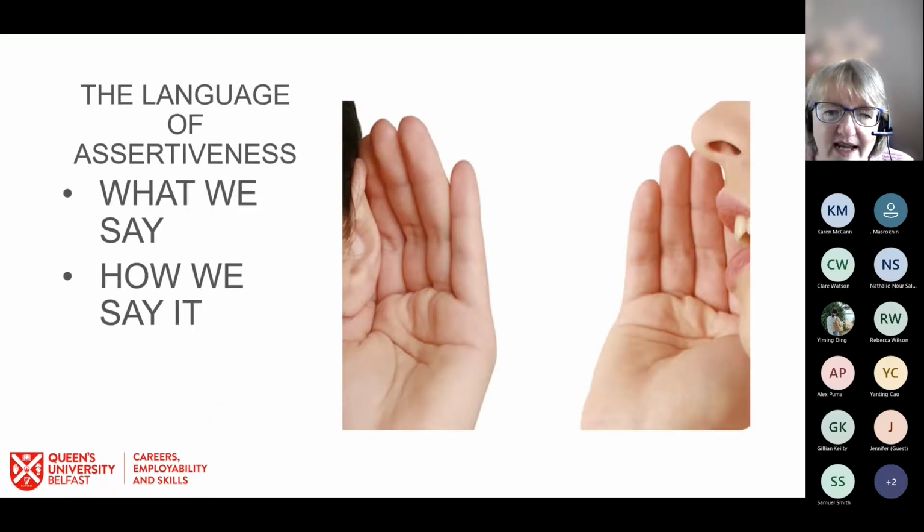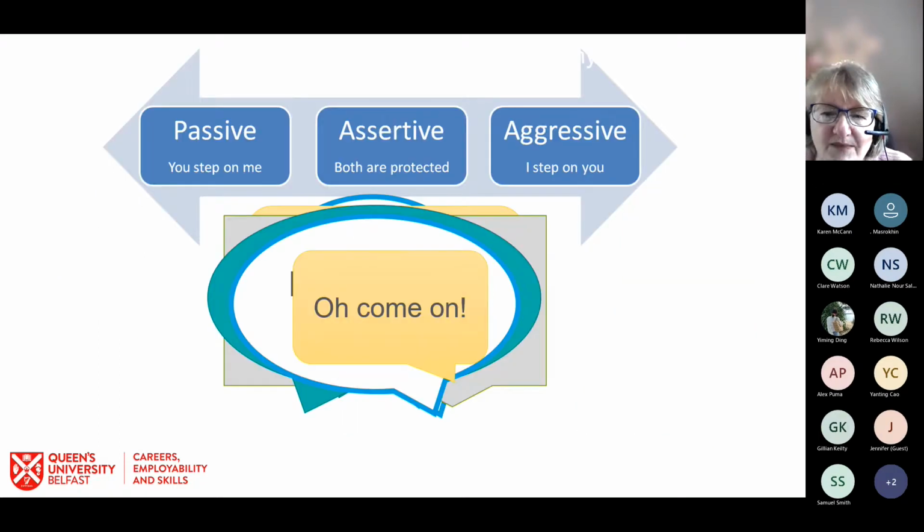So obviously what we say and how we say it is very important. It's about the language of what assertiveness sounds like. So I just want to move on to the language of assertiveness. Here are some phrases, and I want you to consider if they're more passive, assertive, or aggressive. Now, I'm well aware that it depends on the situation, it depends on the people involved, and it very much depends on how it's said. But overall, what does the phrase sound like to you?